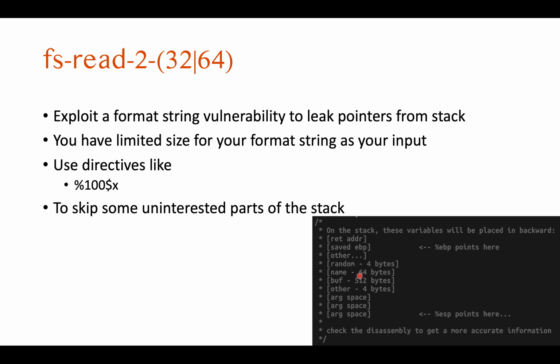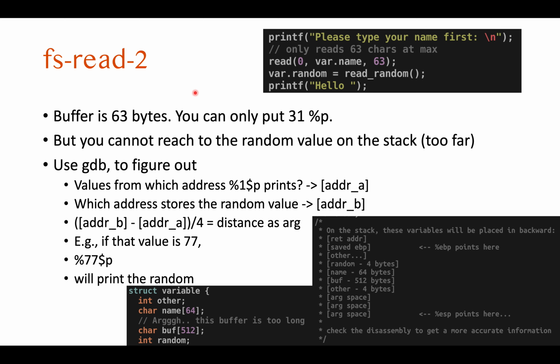Around 600 bytes, but %p in 32-bit can only print out 4 bytes. So in this example, we can only supply 63 characters at max, and we can only put like 31 %p's. That means we can only print 124 bytes, but the distance from here to the random number is around 600 bytes. So just using %p, you can print some of the data here, but it cannot go over this kind of big buffer and then leak the random number.